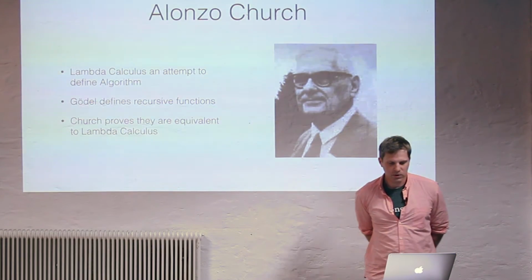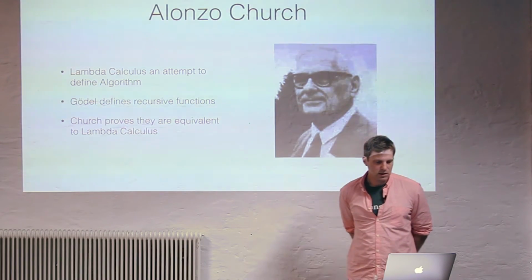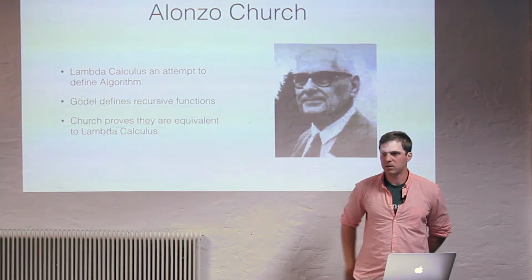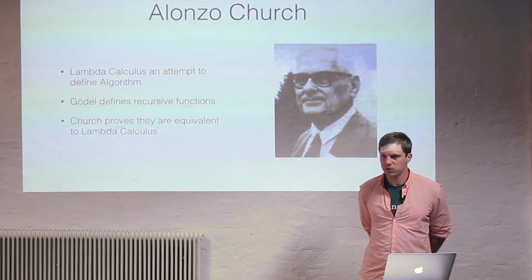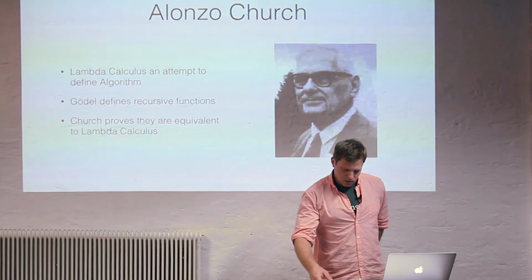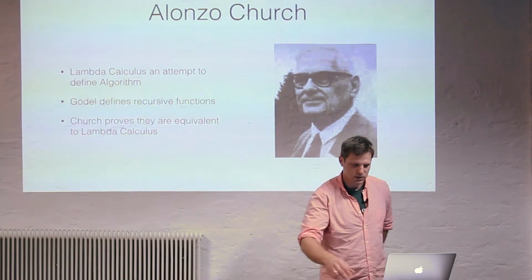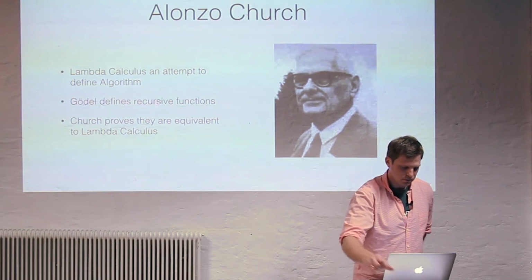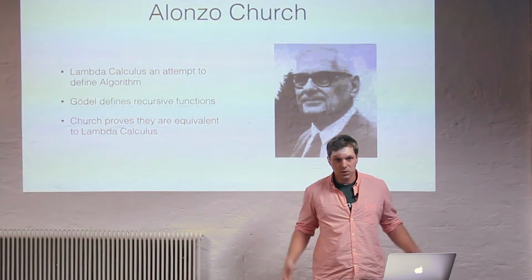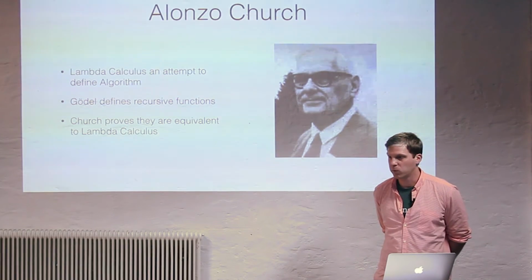And along came Alonzo Church. Around 1930, he defined the lambda calculus, which was the first use of the lambda character that I used in the beginning. He was actually a professor at Princeton at the time. So he defined it, and he thought that this was it. This was the definition of an algorithm, a formal one that he could prove.